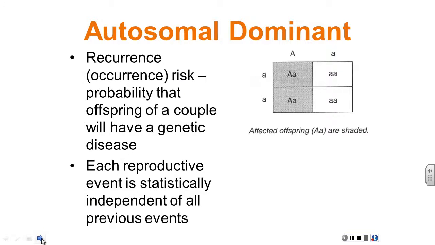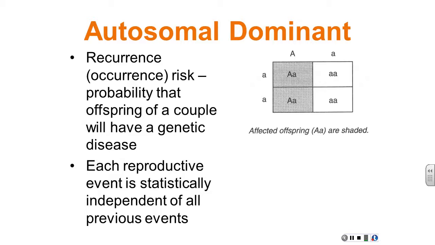One of the things I want you to be able to do with the autosomal dominant and also the autosomal recessive diseases is calculate the recurrence risk. Sometimes you also see it referred to as the occurrence risk if it's the very first child that somebody's having. But very often they just use the term recurrence, whether the couple has had a child or not. So basically what we're trying to calculate is the probability that offspring of a couple will have a genetic disease. These are just going to be our little Punnett squares, which you've probably all done before.